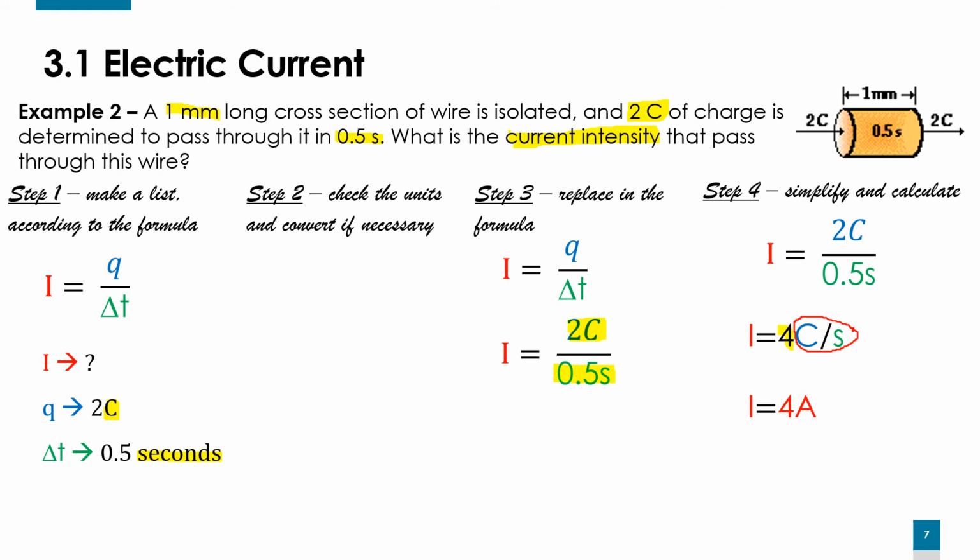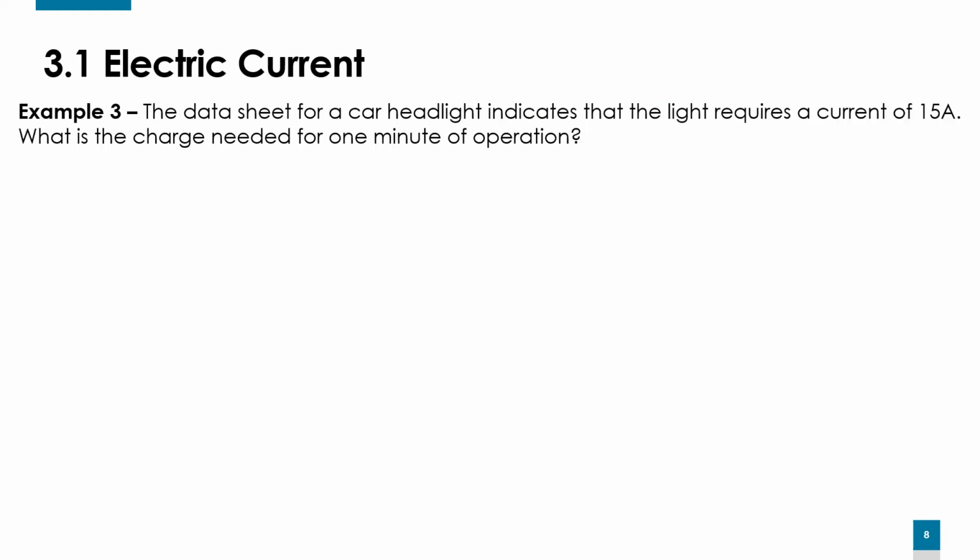Going back to your question, what's the current intensity that passed through this wire? How do I answer? The current intensity that passed through the wire is 4 ampere. Okay, so this one was really easy. Let's go.